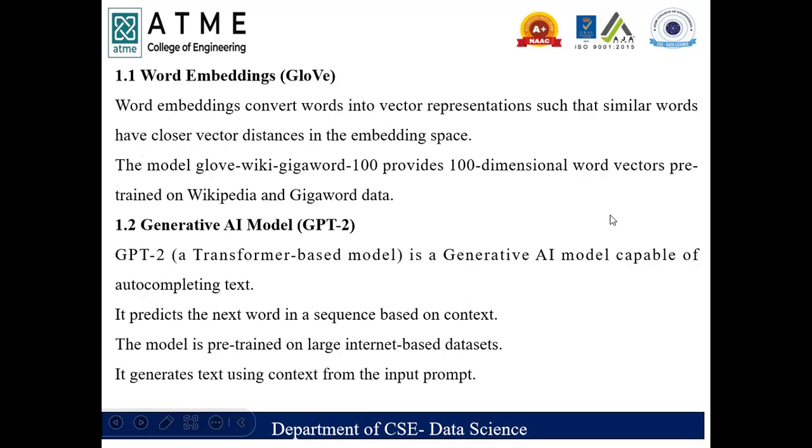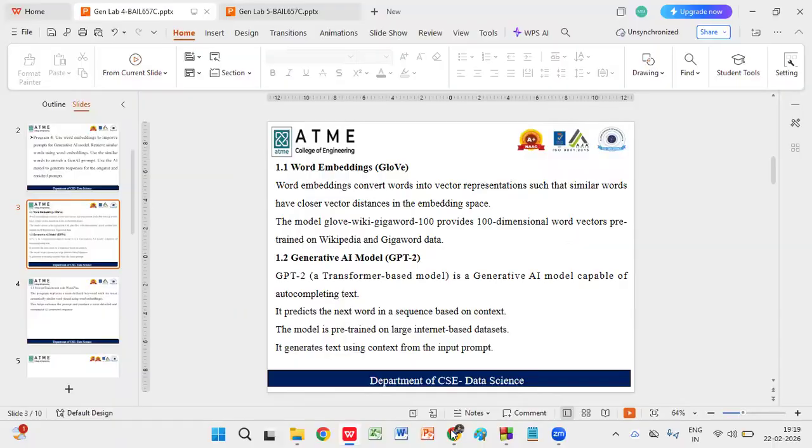So the word embeddings, as I told, is the vector representation of any of the words which we are using. Then we are using the generative AI model, that is GPT-2, which is a transformer based model that is going to complete the text. Whenever you give any prompt, it is going to give you the results or the response. It predicts the words. It is a pre-trained model on a large data set, and it also provides the context of any of the input words or the input prompt. So that is about the GPT which we are using.